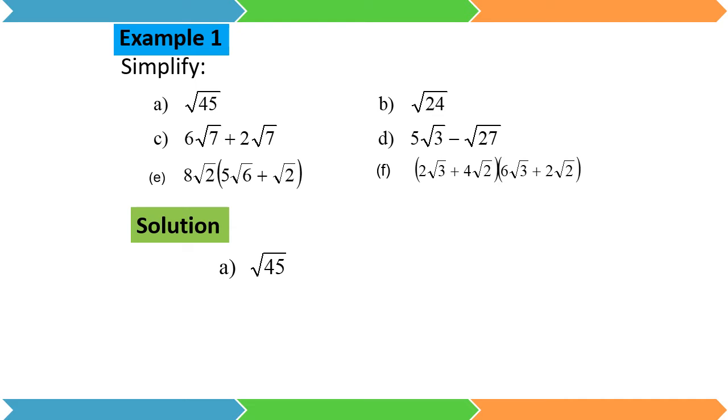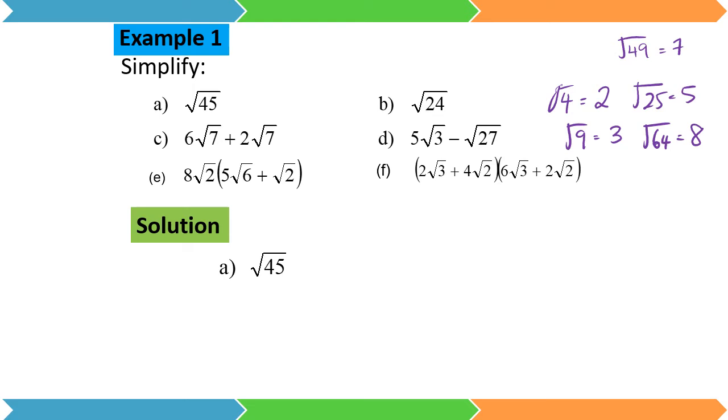So what is meant by perfect square? A perfect square, for example, is square root of 4. Why is square root of 4 a perfect square? Because it can be written as a natural number. And square root of 9 is a perfect square because it's equivalent to 3. Square root of 25 is equal to 5. Square root of 64 is equal to 8. And square root of 49 is equal to 7. So all of these values, 49, 4, 9, 25, 64, are perfect square values.